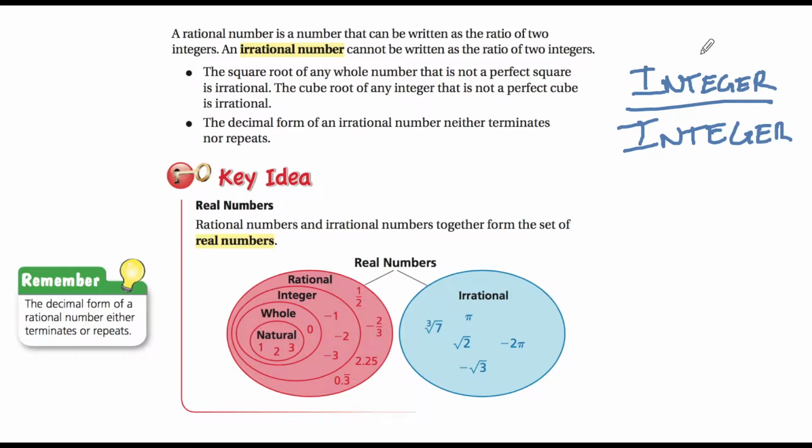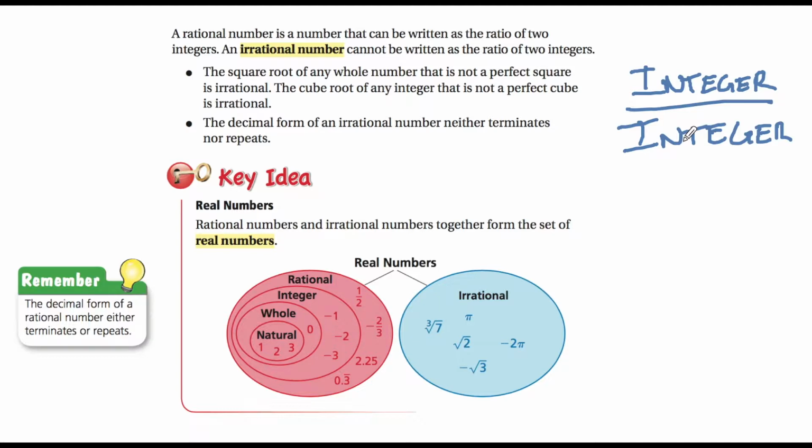If it cannot be written as a fraction, as an integer over an integer, where obviously the denominator can't be 0, then it's an irrational number. So if it's an integer over an integer, it's rational. If it can't be written as an integer over an integer, it's irrational. There are two side notes to make this a little easier. The square root of any whole number that is not a perfect square is irrational. The cube root of any integer that is not a perfect cube is irrational.